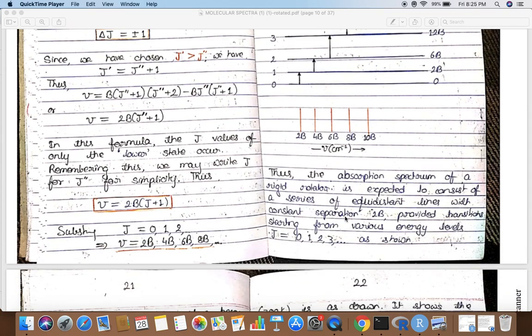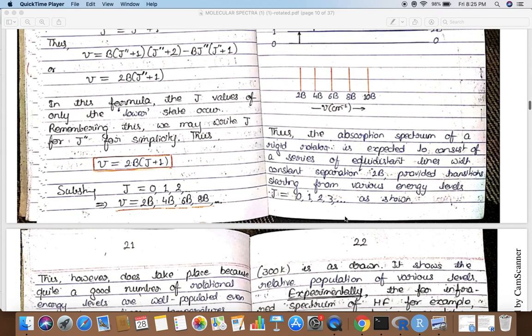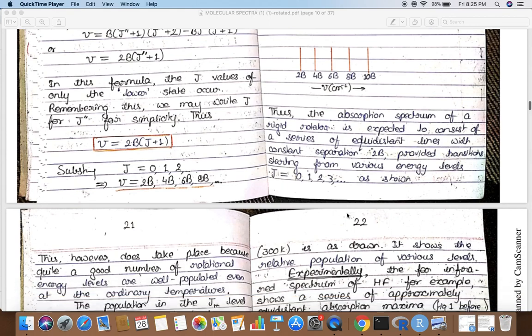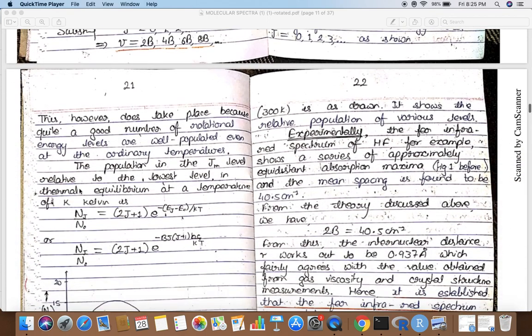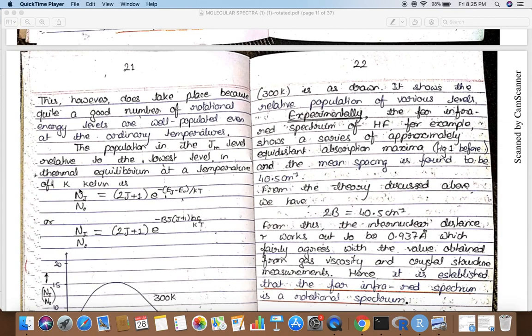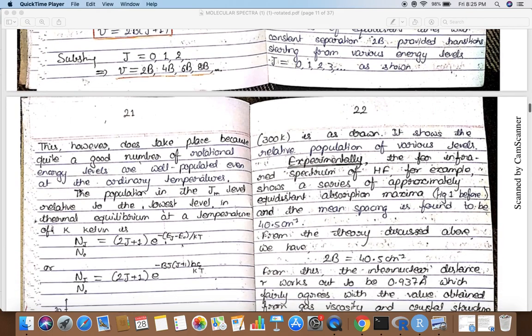The absorption spectrum of a rigid rotator is expected to consist of a series of equidistant lines with a constant separation, that is 2B, provided the transitions start from various energy levels J equal to 0, 1, 2, 3, and so on. But you remember that ΔJ is equal to ±1. However, this does take place because a good number of rotational energy levels are well populated even at ordinary temperature.